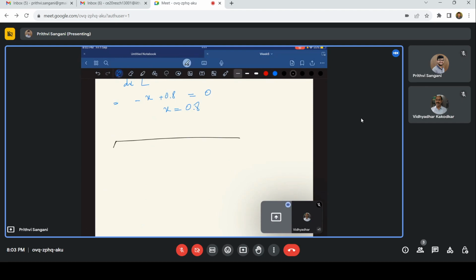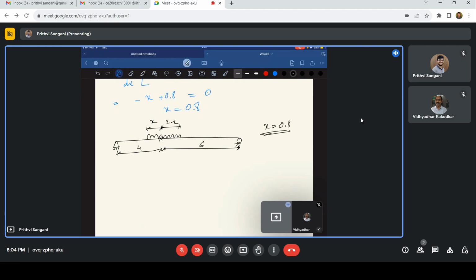So this is the beam, where we need to find the maximum bending moment. We have assumed this to be x, and this will be 2 minus x. If this is 4, and this is 6, so x is found to be 0.8.